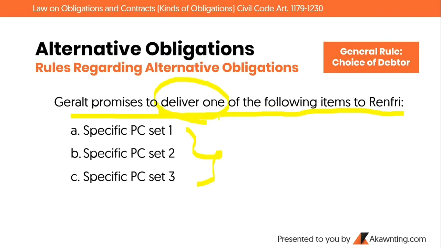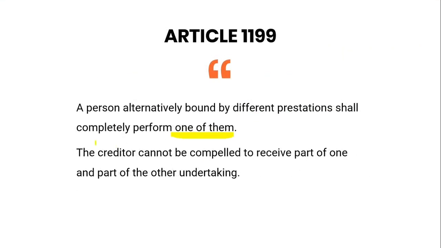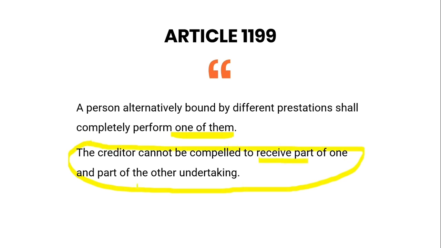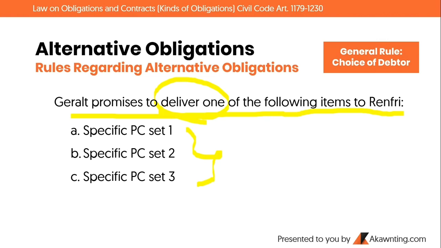Okay? Isingit ko lang dito kanina, yung nabasa natin sa Article 1199, yung the creditor cannot compel or cannot be compelled to receive part of one and part of other undertaking. So, explain natin yan using this, the example. Okay. So, for example, alam naman natin siguro na ang isang PC set, it's composed of different components such as the CPU, the monitor, the, what do you call this? The mouse and the keyboard, and other peripheral devices. Okay. So, yun.